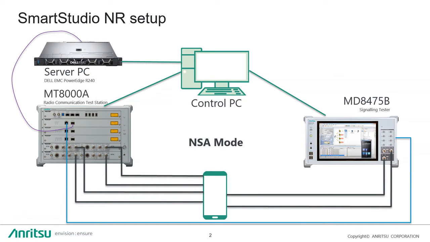Our test setup, on top of the MT8000 and MD8475B instruments, also contains a server PC, which will be generating an IP data stream in downlink. The server PC is connected to the data test module of the MT8000A with an optical cable. There is also an Ethernet cable connected from the data test module directly to the MD8475B, where the user plane data is split and sent to the MD8475B for the LTE network.